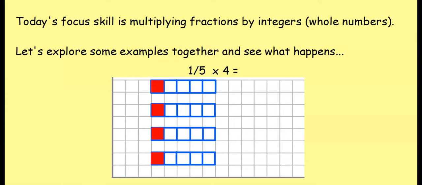And as we usually do, we're going to start off by exploring some examples together. So we've got an example here that's 1/5 times 4, and we're going to have a look at what happens when we multiply fractions by integers.